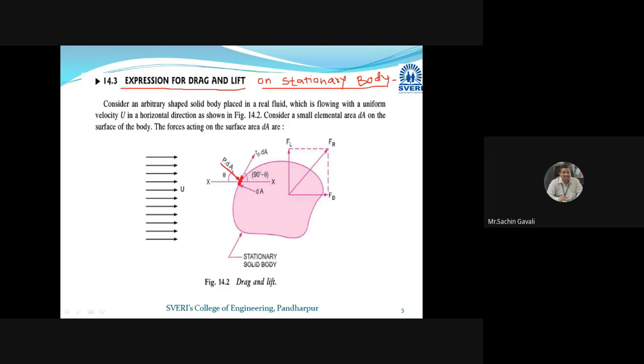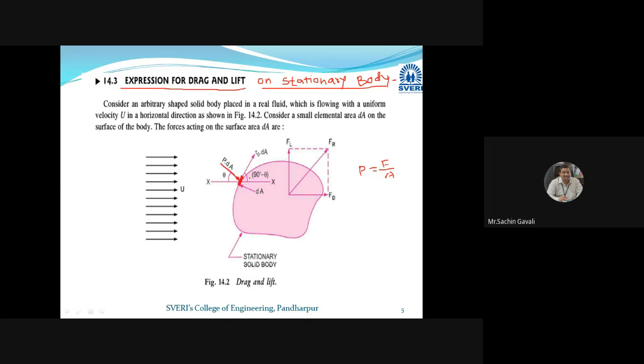Let us consider dA is the area of that element, and the pressure intensity is P. The basic definition: pressure is equal to force upon area. Therefore, the pressure force will be pressure intensity into area. Everybody getting this? So P is the pressure intensity, which is always normal to the surface, and P into dA is the pressure force acting on that elemental area.